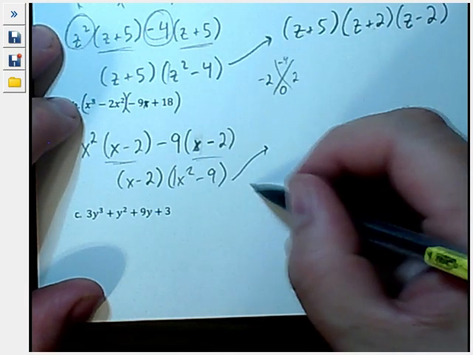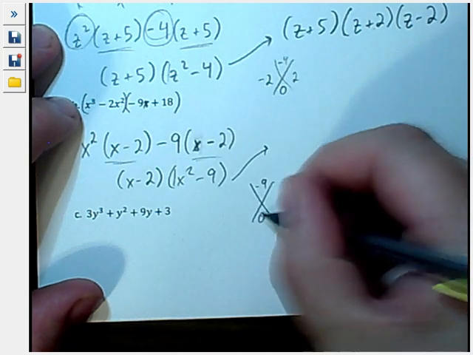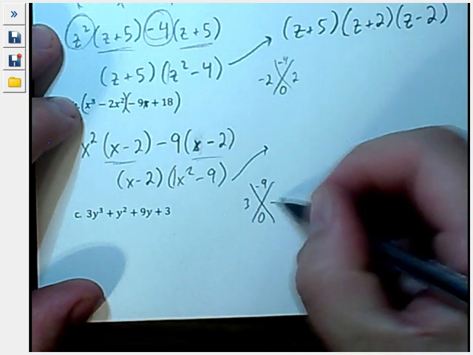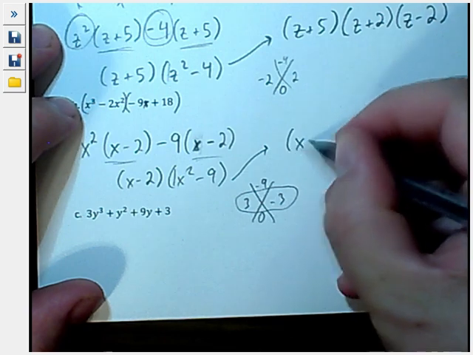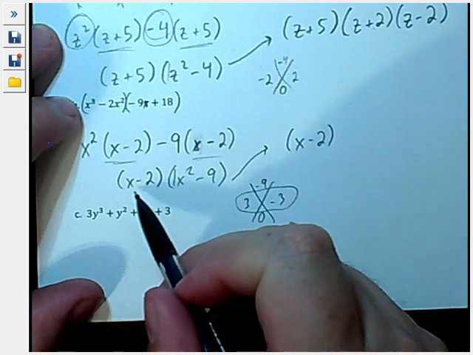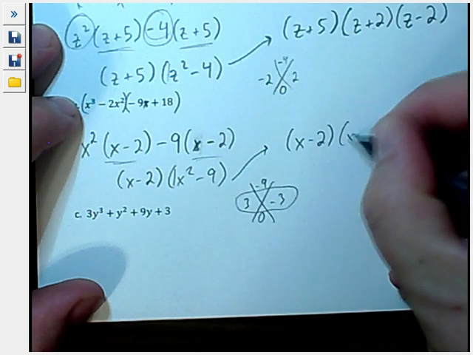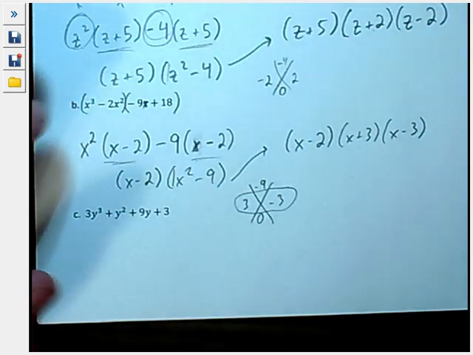We're going to find two numbers that multiply to give us negative 9 and add to give us 0. There's no middle term here. Well, how about 3 and negative 3? That means our factors now are x minus 2, which is this one right here, and then this breaks down into x plus 3 and x minus 3.